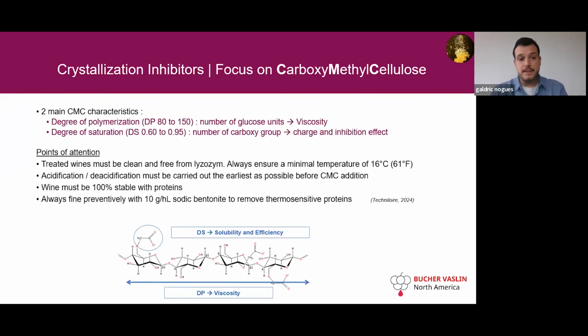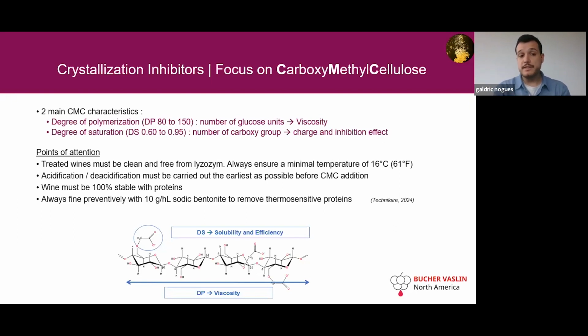Very important about the CMC, the treated wines must always be clean and free from lysozyme. Lysozyme will react very quickly with CMC and create a haze. As well, always ensure a minimal temperature of 16 degrees, because if you warm up the wine a little bit, you reduce the viscosity of the CMC, so it's easier to use, and you promote the solubility of the CMC in the wine.